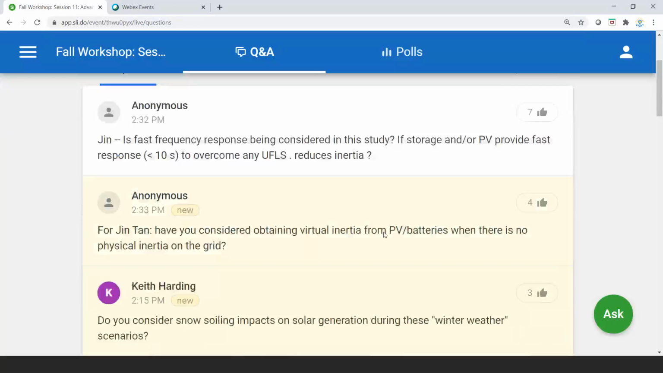Jane, there are quite a few actually around fast frequency response and virtual inertia, emulated inertia. Have you considered that in the study and how that could help reduce the inertia requirement?